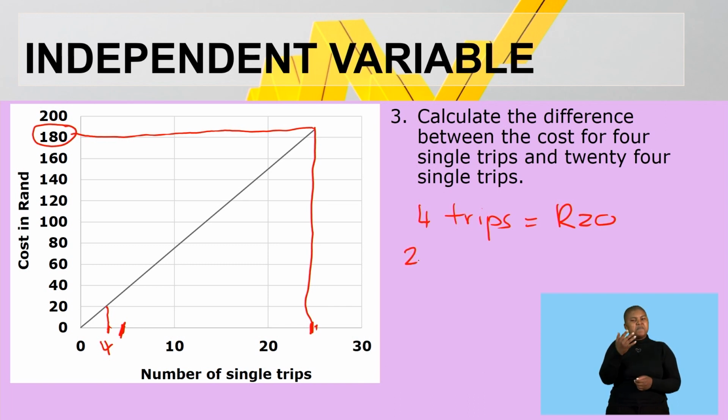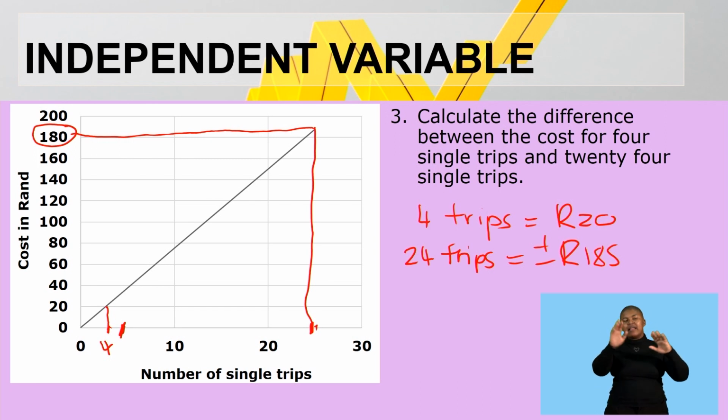So the 24 trips will be over there, just above. So it's more or less 185 rand. As you can see, this is not a clear graph. Most of the time the graph will be clearer and you will be able to see more accurately.